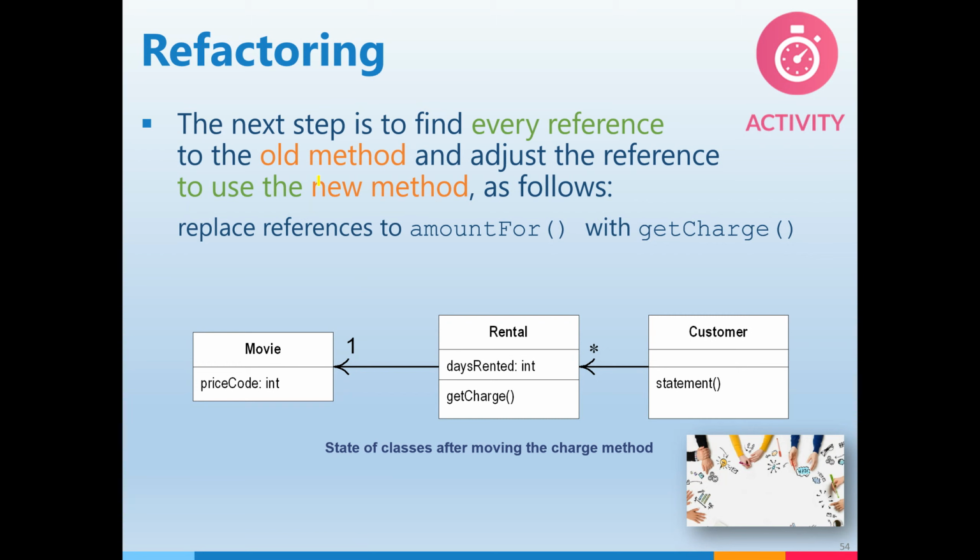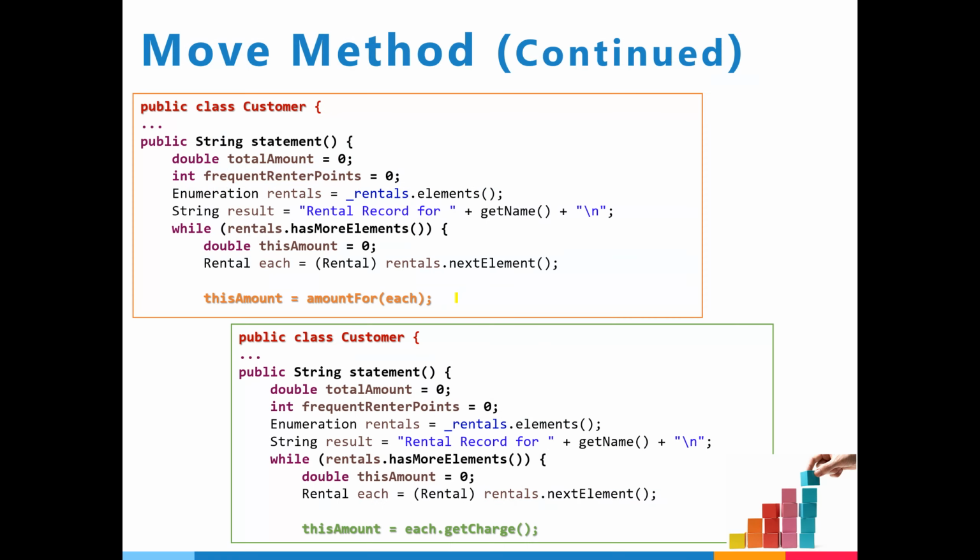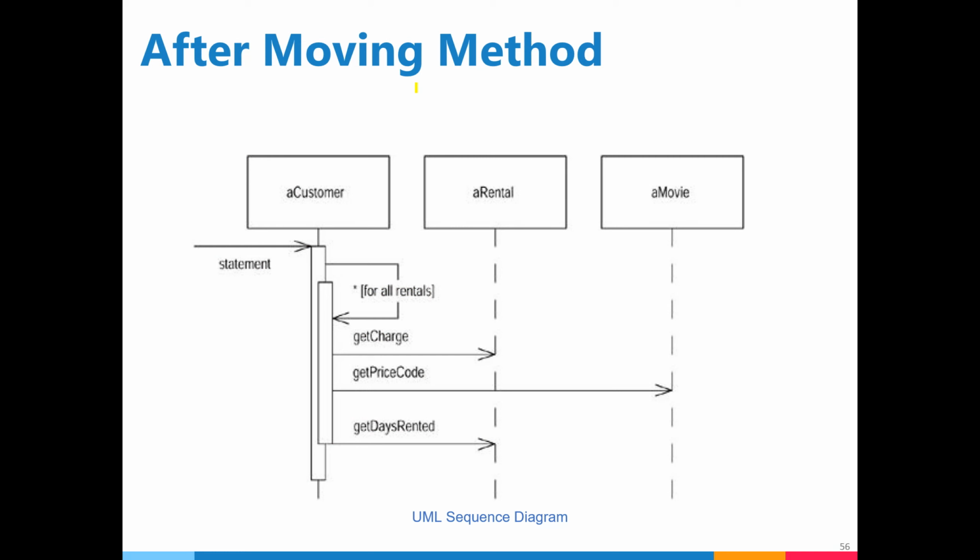So the next step is to find every reference to the old method and adjust the reference to use the new method as follows. We have done that, right? Currently, get charge, and we have done this one from amount for to get charge. We did all this nice thing, and now we are finishing the move method.